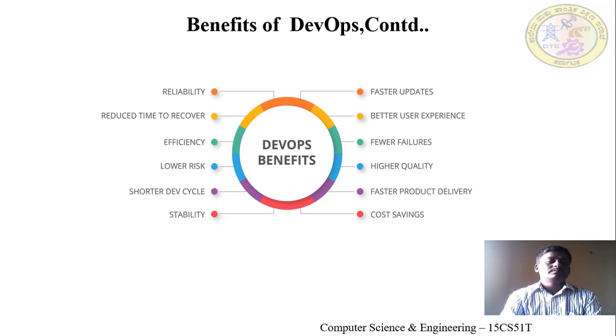Then shorter development cycle, right? Shorter development cycle. Then stability, right? Faster updates, better user experience, fewer failures, higher quality, faster product delivery, cost saving, right? These are some of the benefits, and other benefits I have listed out here. You can go through this.